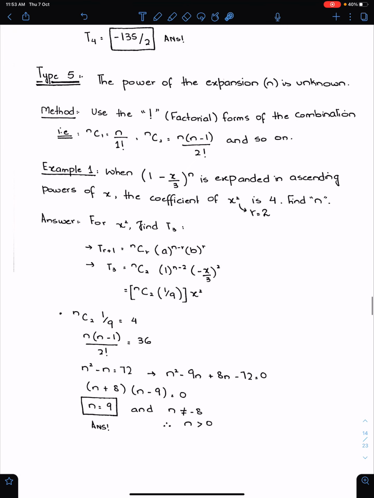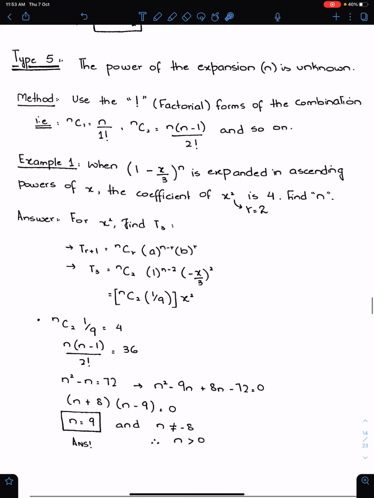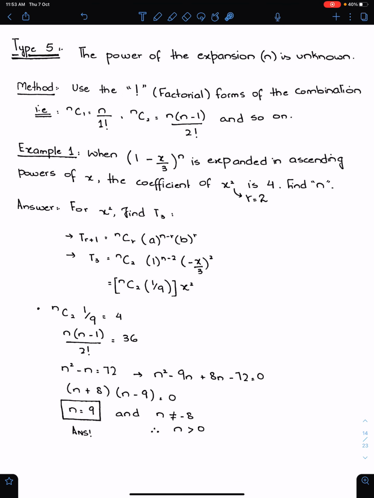Next question, type 5. So the power of the expansion is unknown. This is very important. Whenever the power of the expansion is unknown like this, we always use these forms to expand the combinations, factorial forms. I have discussed these things earlier in this lecture.